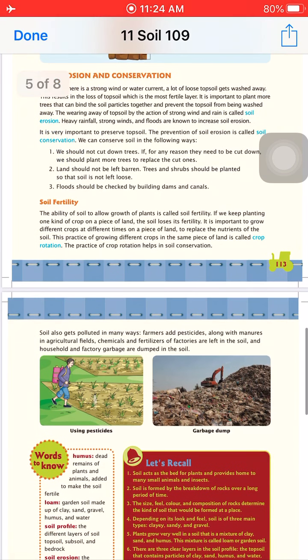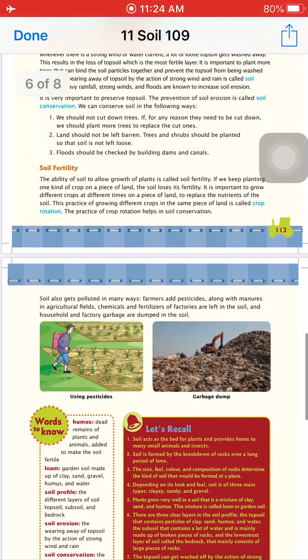But humans can pollute soil in many ways. For example, farmers use pesticides and fertilizers to grow plants, and it increases the soil pollution also. Next, factories use chemicals for the making of fertilizers, and they are left into the soil. We throw our household garbage on the soil, so that particular part of the soil gets polluted with the dump.